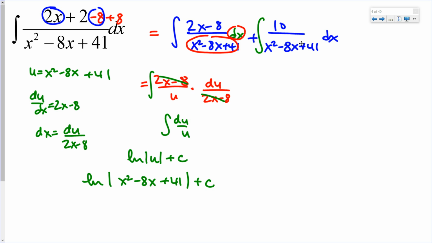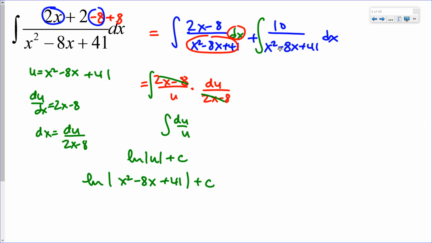Let's look at my right side. My right side, if I make u equal to x squared minus 8x plus 41, I take du dx and get 2x minus 8, and I substitute in the dx, and I substitute my u. Will my x's cancel out? No. So what I need to do is think of something else. And that something else is, let me complete the square down here. And this could change possibly to an arctangent. If my x's cancel out, then this problem will work out.